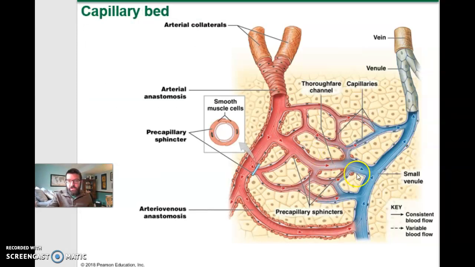Here's your thoroughfare channel, here's an arteriovenous anastomosis, and this is your capillary bed. There would be a lot more of them. This is a very small one. But again, you don't have enough blood to fill up all of your capillary beds at once, right? Depends on what organs you're using, which capillary beds you want to fill up, right? If you are eating food and digesting it and absorbing it, you want a lot of that blood to go into the capillaries around your intestines. If you are running a race, you want a lot of that blood to go to your legs, to your quadricep muscles and your calves.